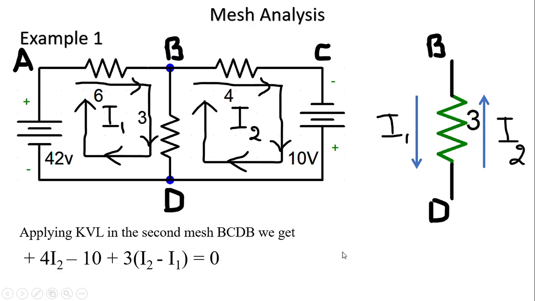From negative to positive, minus 42 is equal to 0. Applying KVL in the second mesh, which is BCDB, we get 4I2 minus 2 plus minus 10 volts plus 3(I2 minus I1). Just now I told you, when you're writing the mesh equation for the second mesh, give importance to I2, give positive to I2, and the opposite current in the other mesh will be given a negative sign. The same direction current should be given a positive sign. Okay, so 3(I2 minus I1) is equal to 0.